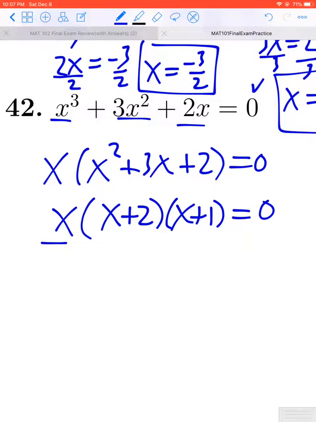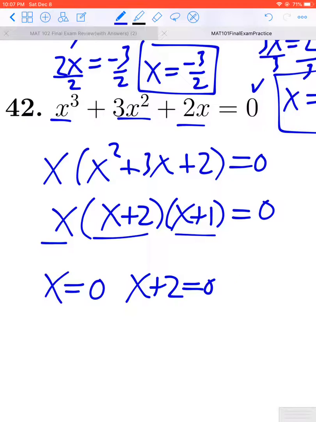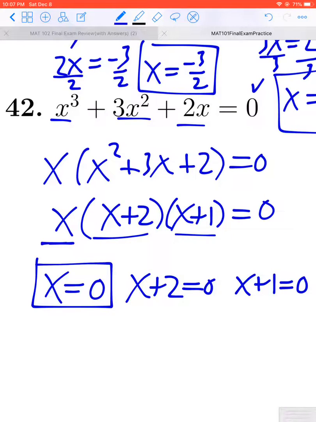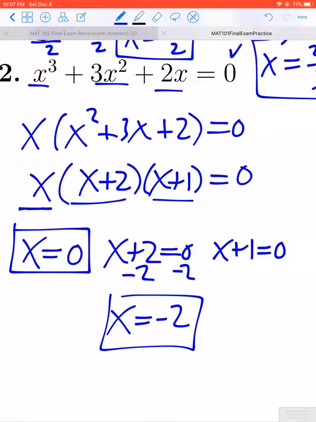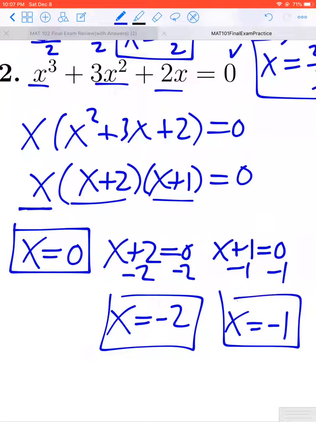This time we actually have 3 different factors, so we have to set each of those individual pieces equal to 0. When we set the x equal to 0, that immediately gives us the solution x equals 0. I subtract 2 from both sides. I get x equals negative 2. And over here I subtract 1 from both sides, and I get x equals negative 1.